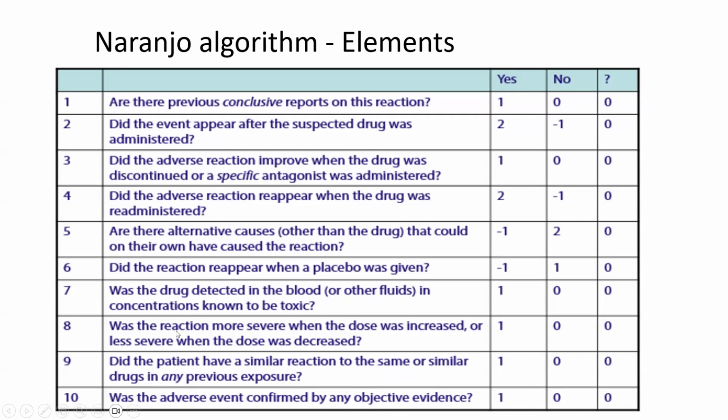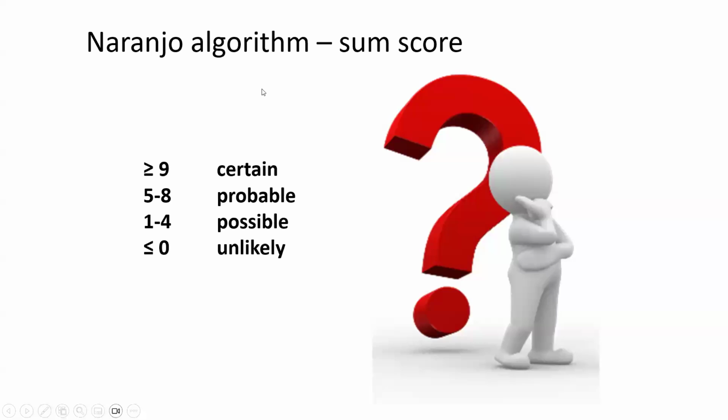So suppose your score comes to something like 9 or 10 based on these questions. The algorithm sum score: for certain, the score should be more than 9; for probable, the score is between 5 and 8; and if it is less than 5, meaning between 1 and 4, then it is possible; and if it is equal to or less than 0, then it is unlikely. Okay.